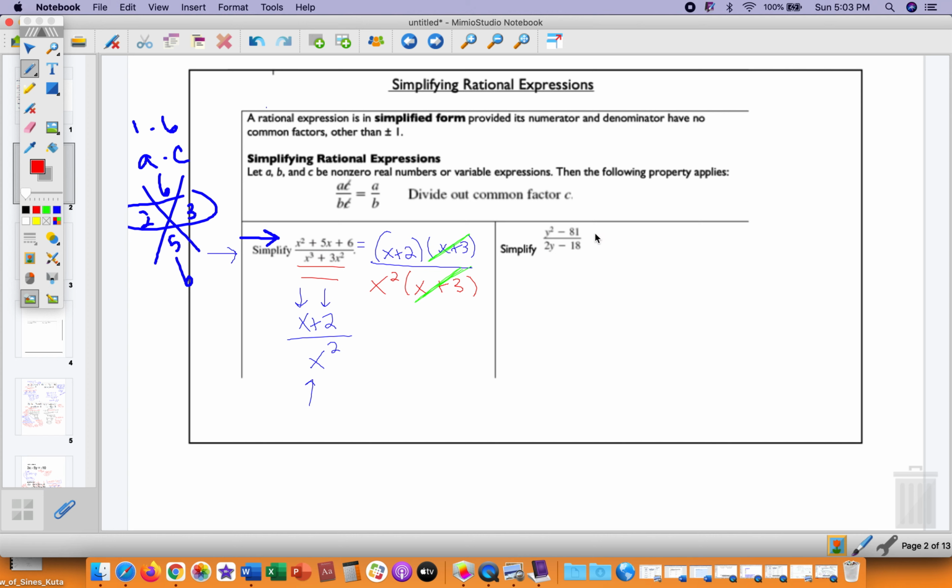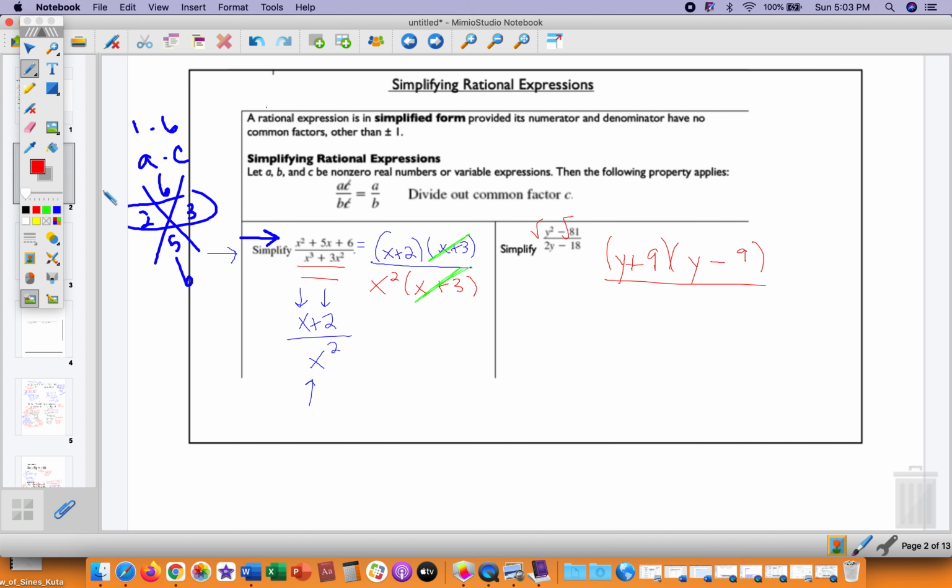Let's look at the next one. In the numerator, you have y squared minus 81. You can use difference of squares, right? Square root of y squared is y. Square root of 81 is 9. So I'm going to write that 2 times. I'm going to put a plus or minus in between.